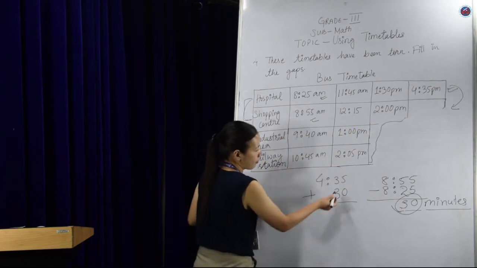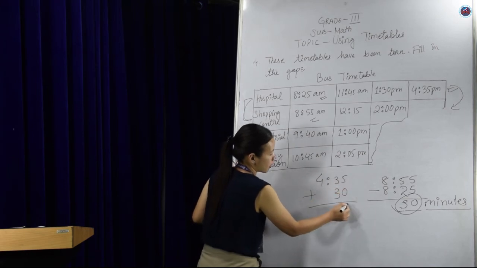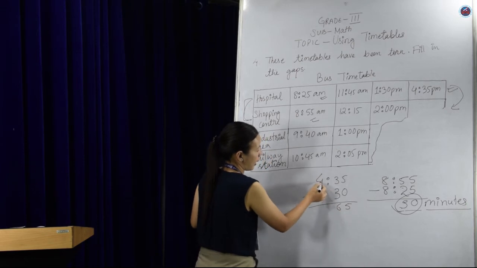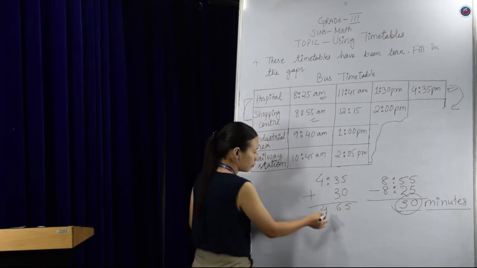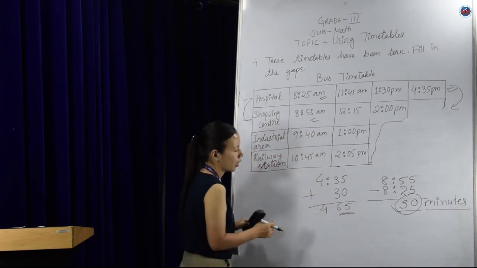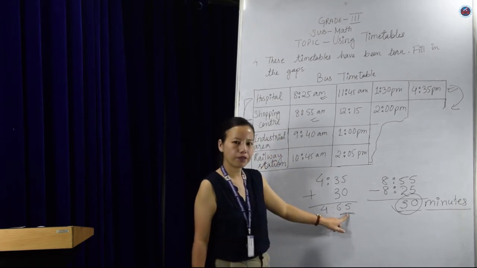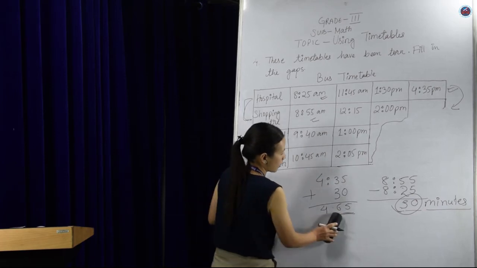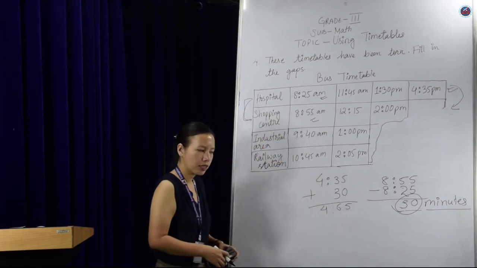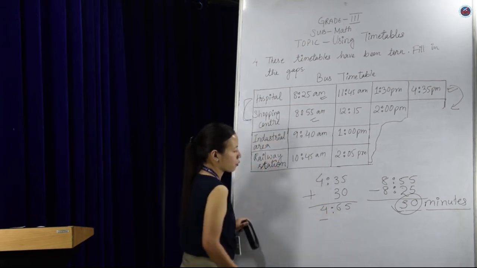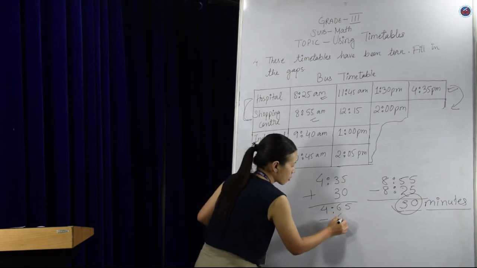So 5 plus 0 is 5. 3 plus 3 is 6. And then this 4 here. Now this 65 is your minute number, right? But we never write 65 in minutes, right? So what do we do? There is no 65 minutes, so we're going to take away 60 minutes from the 65.